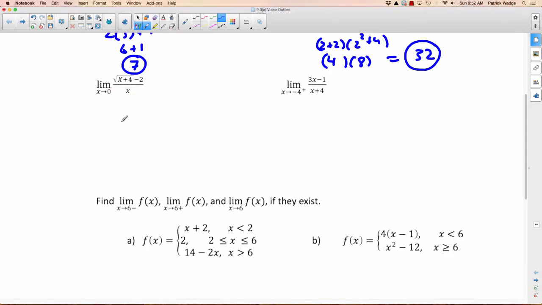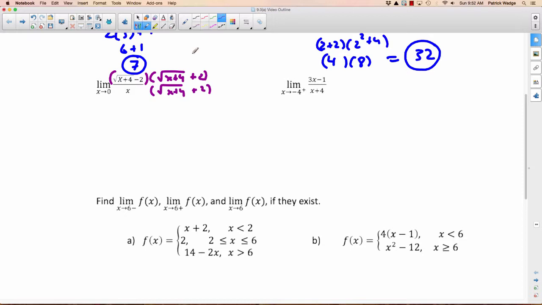Next one, can't substitute again because you get 0 on the bottom. Can't factor either. What do you think you're going to do? Well, a numerator like this really suggests that probably what you're going to do is multiply by the conjugate. In other words, you're going to rationalize the numerator. So you're going to multiply by root x plus 4 plus 2, right? Make sure it's the opposite sign there. And what you do at the top, you also have to do the bottom.